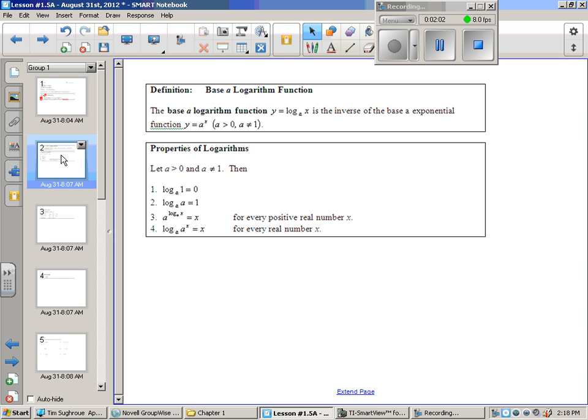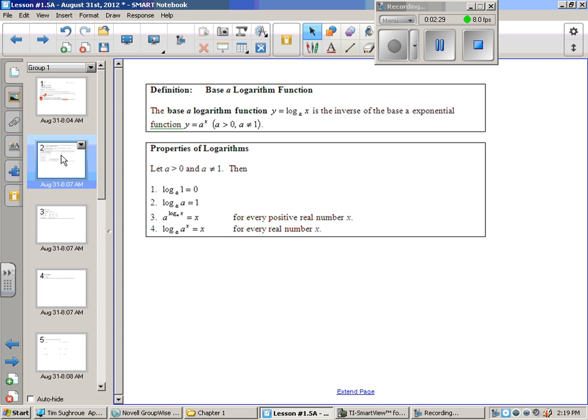Definition of logarithms. Base a logarithm function: the base a logarithm function y equals log base a of x is the inverse of the base a exponential function y equals a raised to the x. So it's really important to know that logarithmic functions are the inverses of exponential functions. That's why we need to have logarithms, so that we can find the inverse of an exponential.